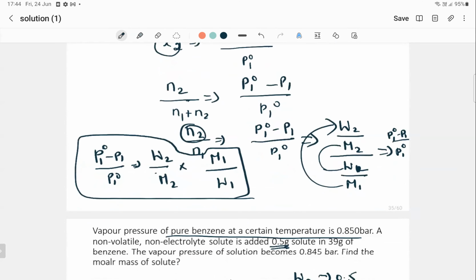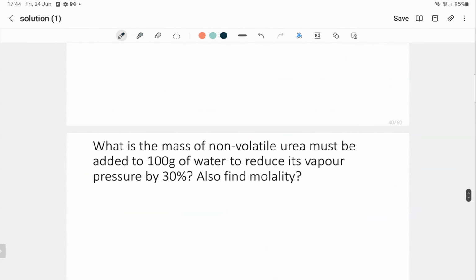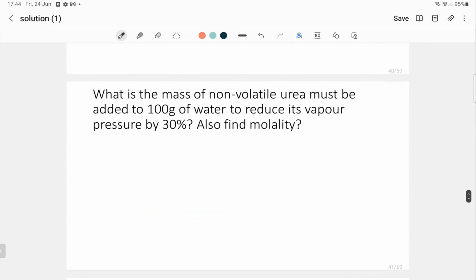Now read this question. What is the mass of the non-volatile solute that must be added to 100 grams of water to reduce the vapor pressure by 30%? That means the solute is reducing 30% of the vapor pressure of the solvent, which means its composition is high. So there you cannot neglect it.